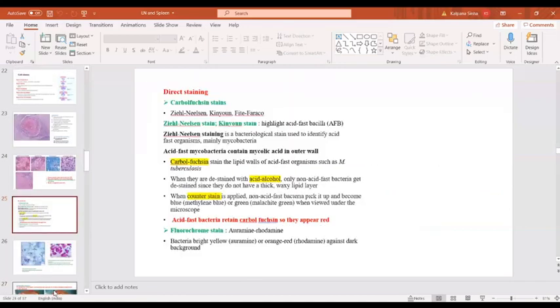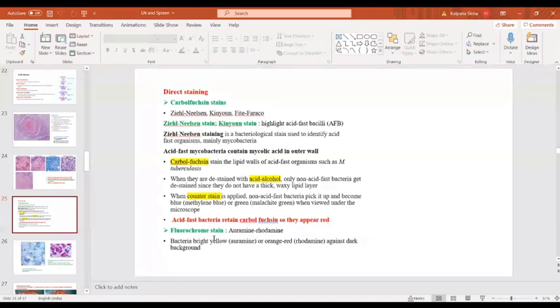We use direct staining methods like Carbol Fuchsin stains. Ziehl-Neelsen stain is most widely used. Another can be Kinyoun. We use a Carbol Fuchsin stain, which stains the lipid wall of the acid-fast organism like Mycobacterium tuberculosis. When we de-stain it, all the non-acid-fast bacteria get decolorized. And when we do the contrast stain, the non-acid-fast bacteria pick it up. So the acid-fast bacteria retain Carbol Fuchsin, and they appear red on acid-fast staining.